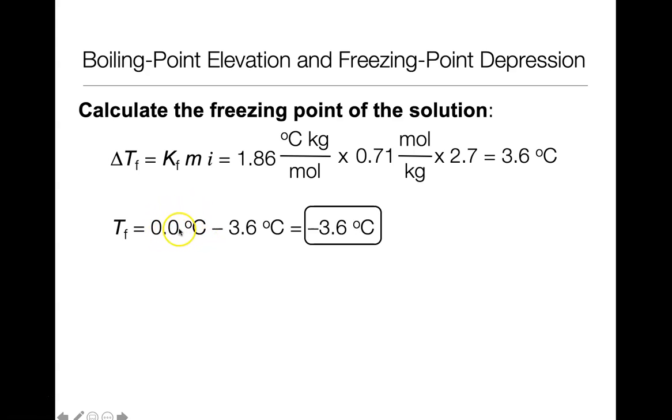So in this case, water is 0. We subtract the freezing point depression from it because it's going down. It's being depressed. The new freezing point is not positive 3.6. It is negative 3.6 because it is lowered from its original freezing point of 0.